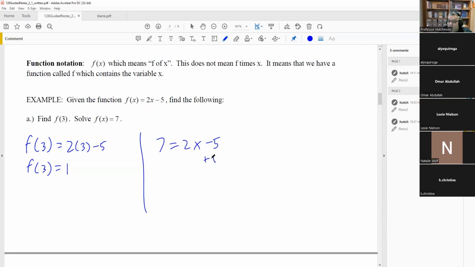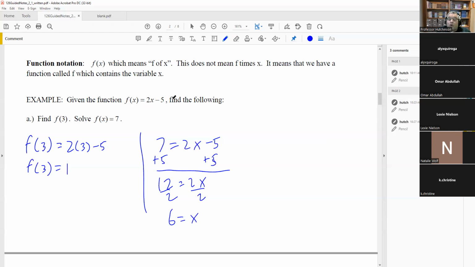So we're going to just add 5 to both sides. 12 equals 2x, divide both sides by 2. And we get a 6 for x. And that would answer the second part. So f of 3 is equal to 1. That's the answer there. For the second question, my answer is going to be 6. We're setting it equal to 7 there.